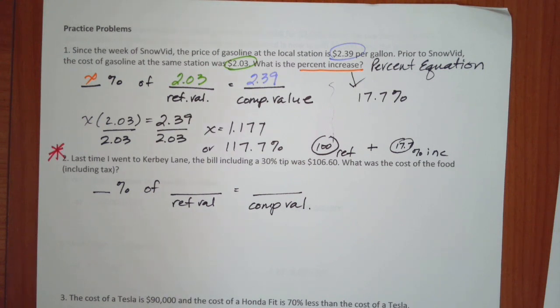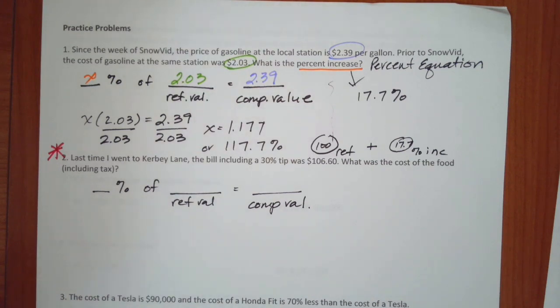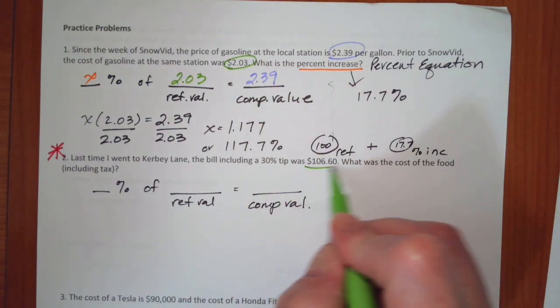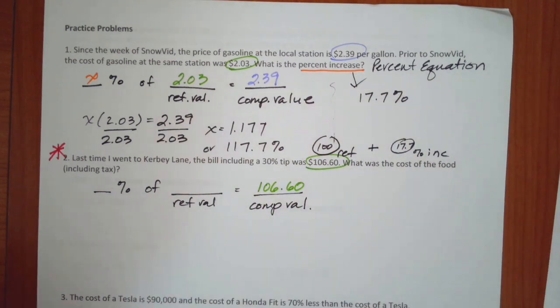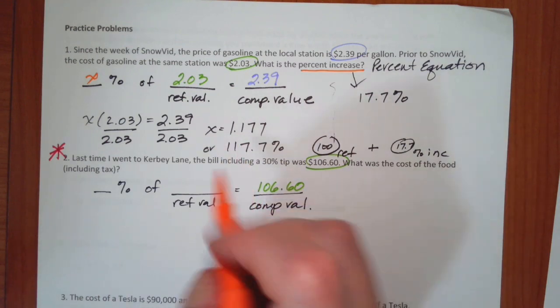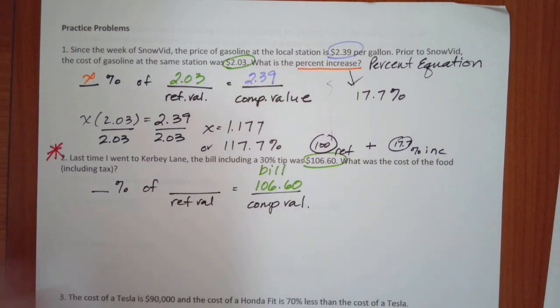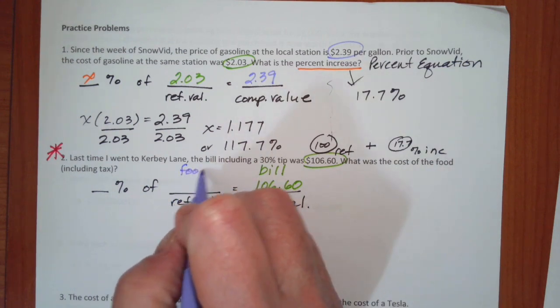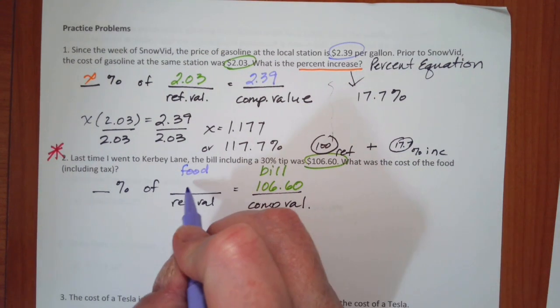Well, what is the compared value here? The 30% is the percent, not the compared value. So my compared value is 106.60, which is the total bill, which means this must be the food, which is what I don't know. So I'll call that x.